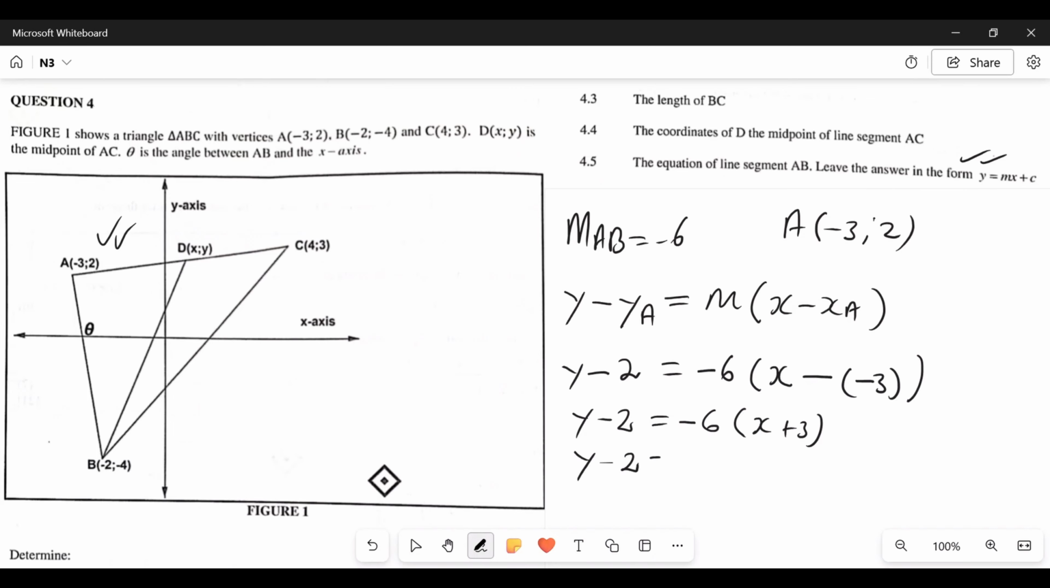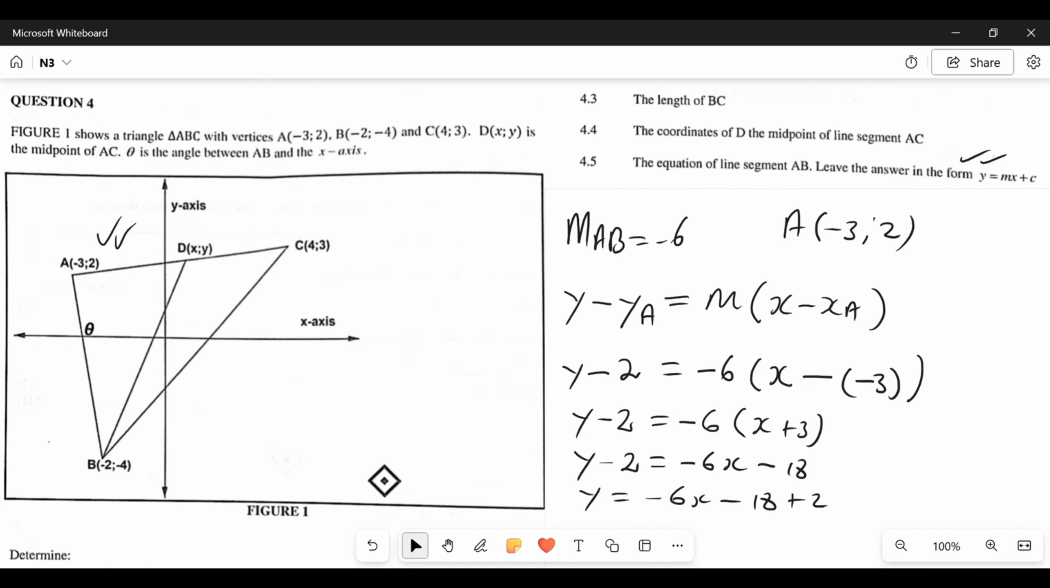On the left hand side, we just rewrite it as it is. On the right hand side, we remove the bracket by multiplying by this -6. This is going to give us -6x minus 18. Then we have to transpose this -2 to the right hand side. So we are left with y, and then we have -6x minus 18. When this negative 2 goes to the right hand side, it becomes positive.